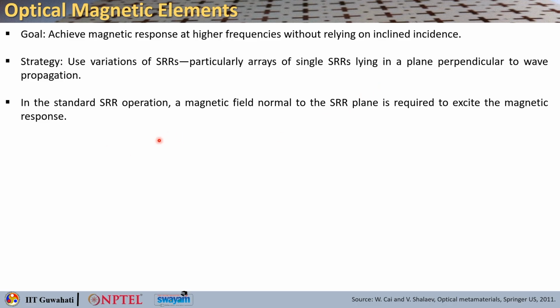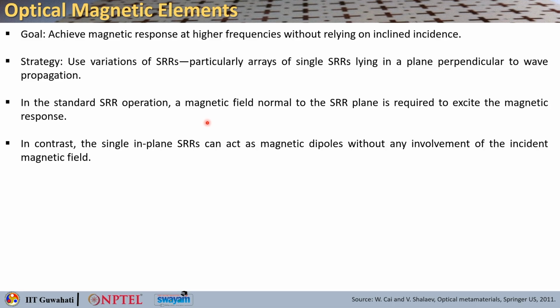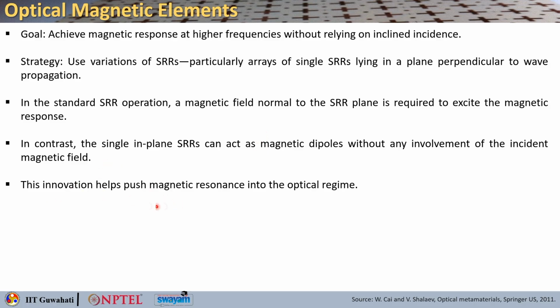In the standard SRR operation, a magnetic field normal to the SRR plane is required to excite the magnetic response. In contrast, the single in-plane SRR can also act as a magnetic dipole without any involvement of the incident magnetic field. This one is coming because of the electric field. We will show you the details of these two things together in the next few slides. This particular innovation has helped push the magnetic resonance into the optical regime.